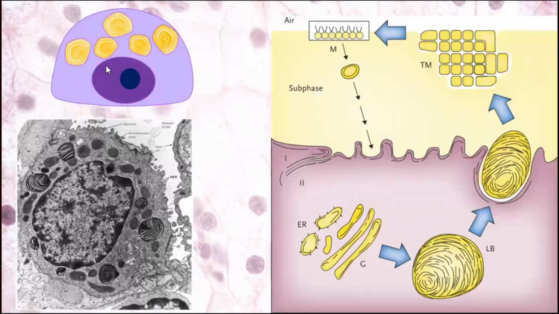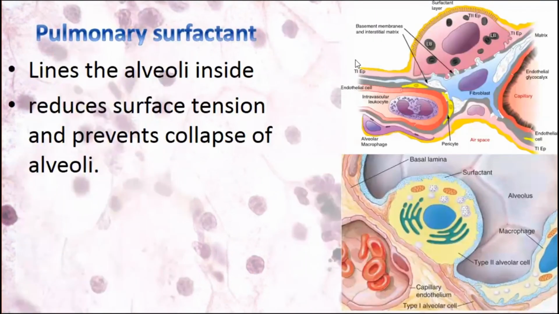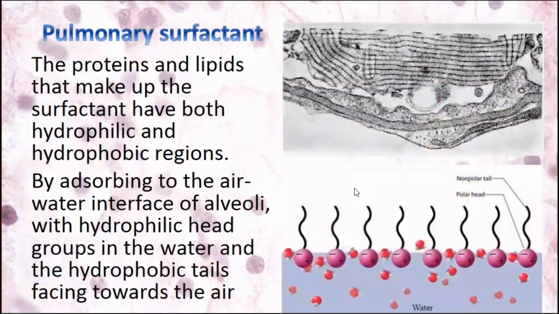Here we can see alveolocyte or pneumocyte type 2. It has lamellated bodies or osmophilic bodies, which are inclusions of surfactant, and they are released from the cell and form the inner lining of the alveoli. Pulmonary surfactant lines the alveoli inside. It reduces surface tension and prevents collapse of alveoli. Here we can see this layer, and also it covers cells of type 1.